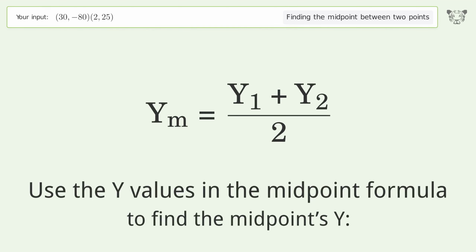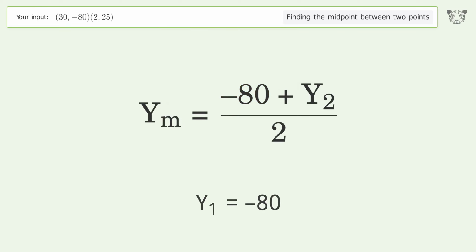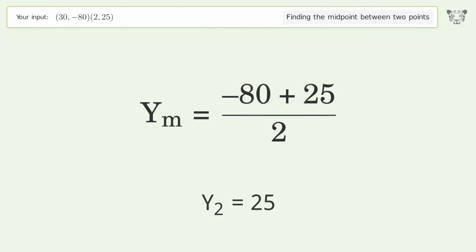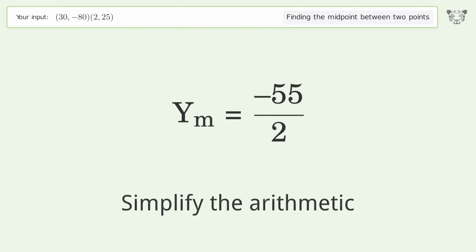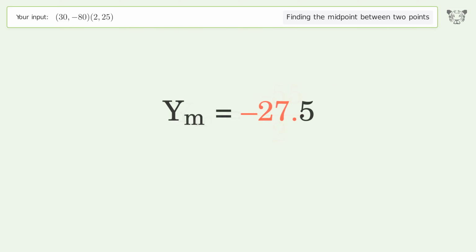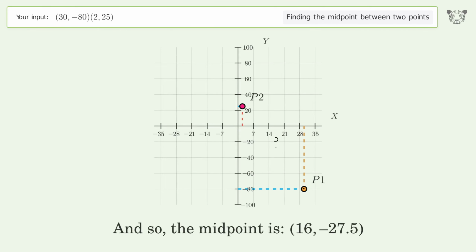Use the y values in the midpoint formula to find the midpoint's y. y1 equals negative 80. y2 equals 25. Simplify the arithmetic. And so, the midpoint is 16, negative 27.5.